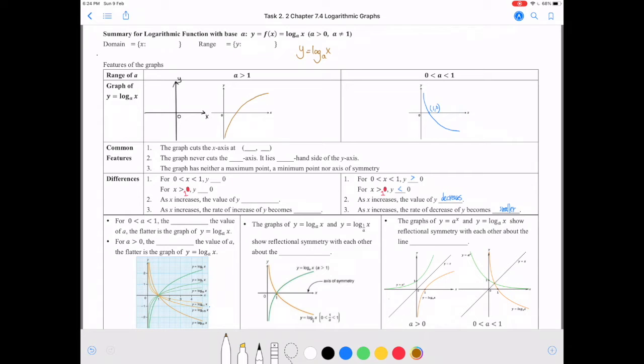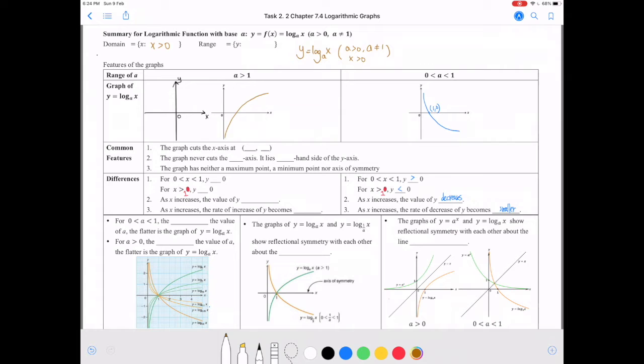First, let me talk about the restriction on a and x. If you watched the video about exam correction, you probably know there is a restriction on the base and x. So remember, for the base, this base must be bigger than 0 and cannot be 1. And for x, x must be bigger than 0. So this is the restriction for log. So now we know for the domain of this log function, y equals log base a of x, x must be bigger than 0.